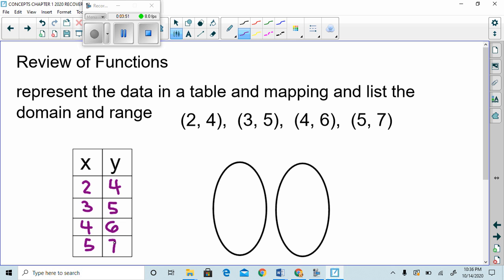I keep using these words so that they really start to set in your head. All right, so let's set this up as mapping now. I have 2, 3, 4, and 5 as my domain. My range is 4, 5, 6, and 7. 2 goes to 4, 3 to 5, 4 pairs with 6, and 5 pairs with 7. Every input value has exactly one output value. This represents a function.